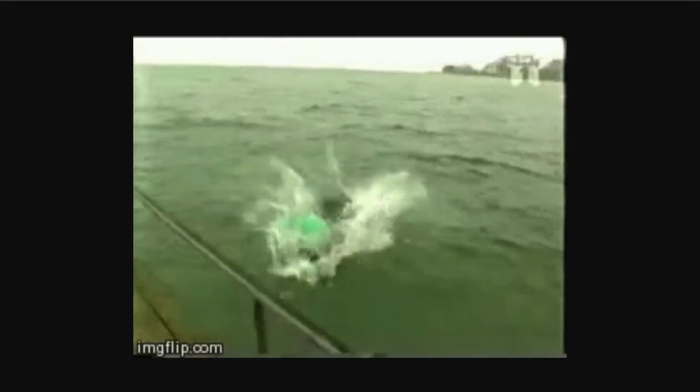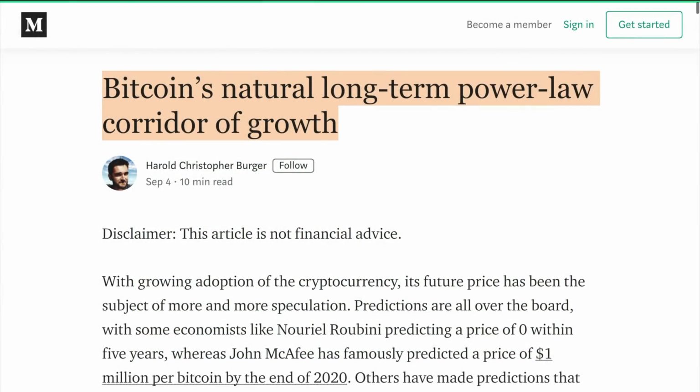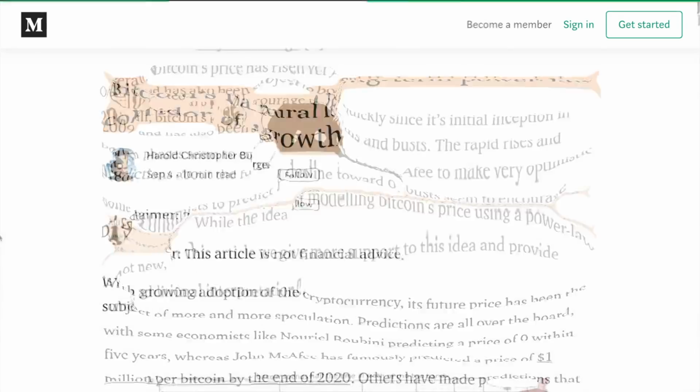Okay, so diving right in, I know it has been a minute since I've made one of my short and sweet videos. So for those of you who have been missing those, this one is for you. Right off the bat, I found an interesting post on Medium called Bitcoin's Natural Long-Term Power Law Corridor of Growth. And this article applies the concept of power laws to the price history of Bitcoin in an effort to establish a possible future path of the price according to those laws, with the only variable taken into consideration being time.